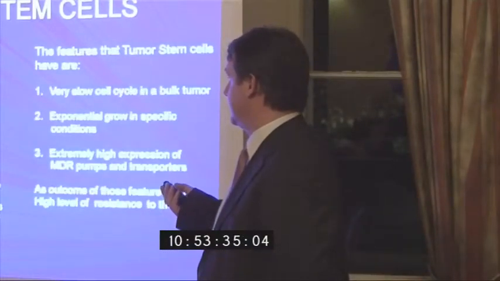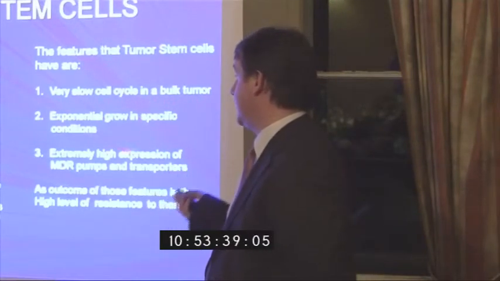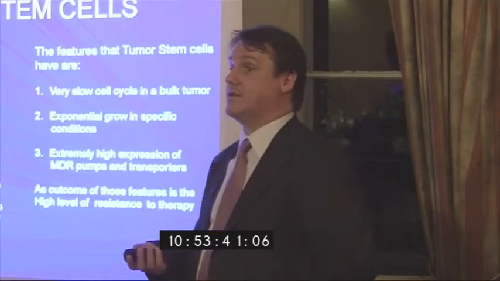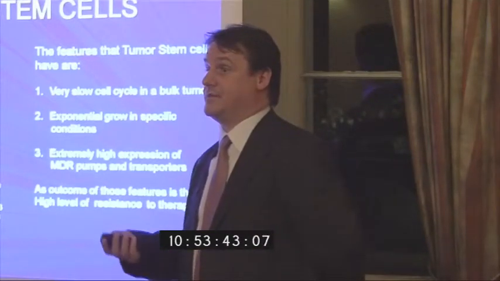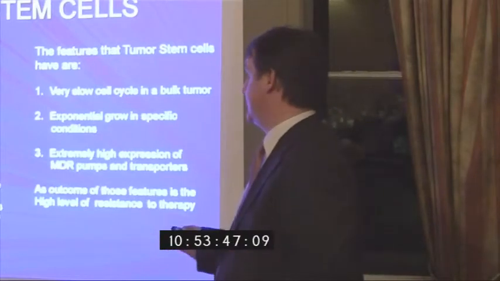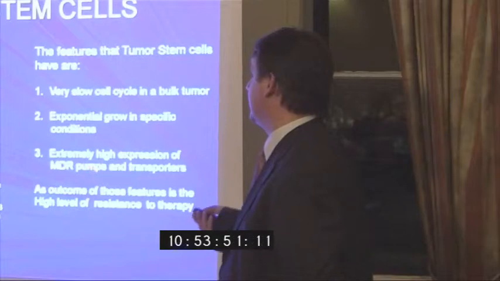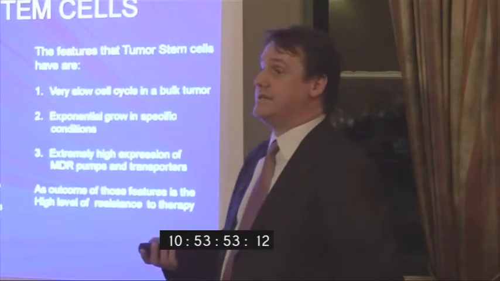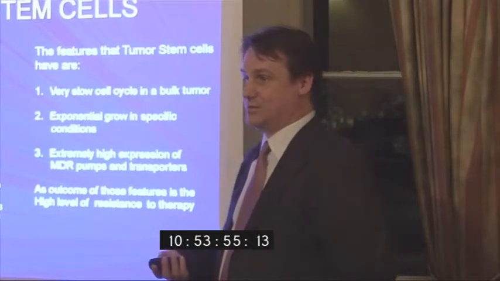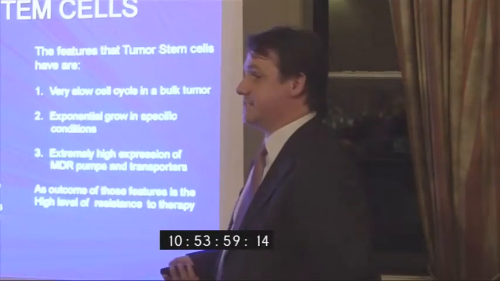The cancer stem cell grows very slowly, as I said, in a bulk tumor, and exponentially when they engraft in a distant organ, where they perform what we call MET, mesenchymal to epithelial transition. They also show extremely high expression of MDR, multi-drug resistance pumps, or ABC transporters, as we know them now. And they actually efflux all the substances outside.